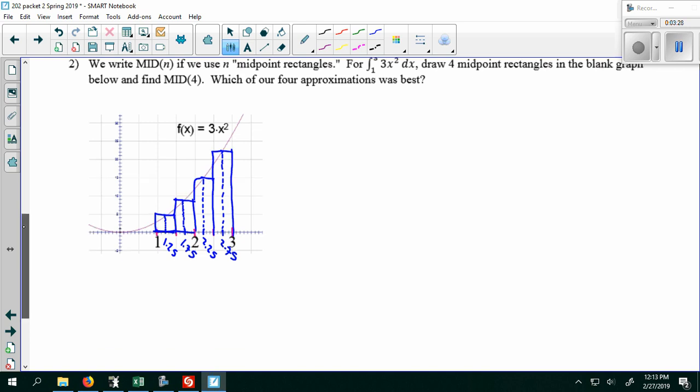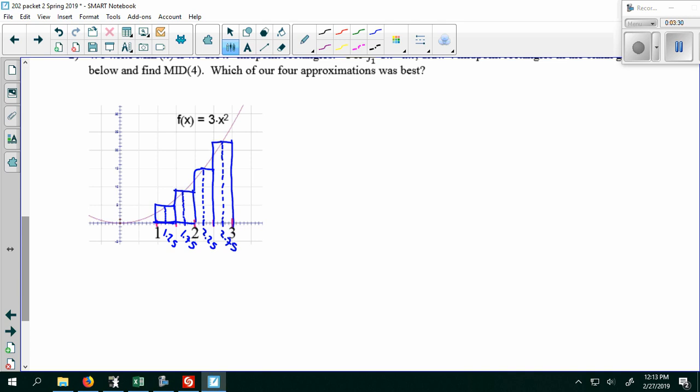Okay, so now I'm just going to add up the areas of my 4 rectangles. So this is mid 4. Each rectangle has a base of a half. So I have 1/2 times the height of the rectangle, which for this first rectangle is 3 times 1.25 squared. I'm plugging the midpoint of the interval into the function value.